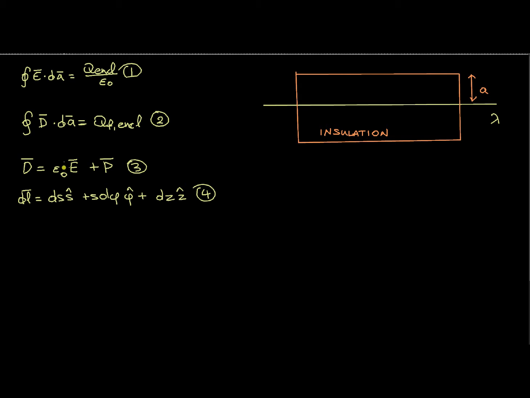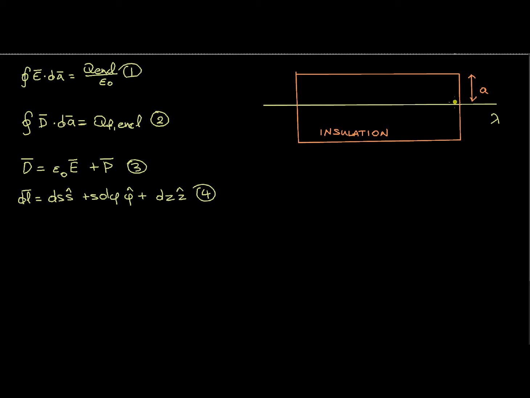Now I have also written the definition of electric displacement, and I will also need the infinitely small dl vector written in cylindrical coordinates. The reason I'm going with cylindrical here is because I have a straight line charge with linear charge density lambda. This is surrounded by insulation that has a radius a. The goal of this problem is to find the electric displacement D.